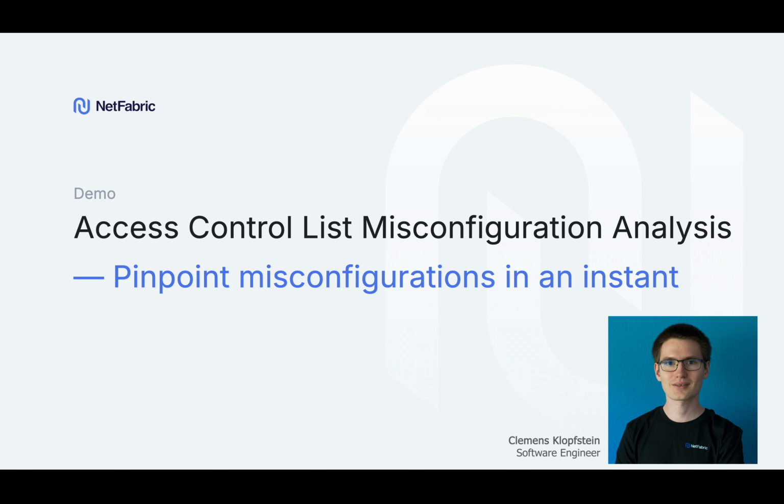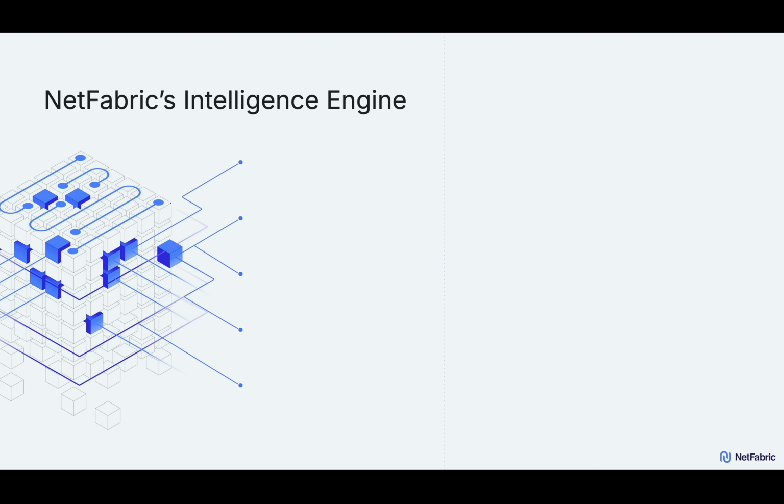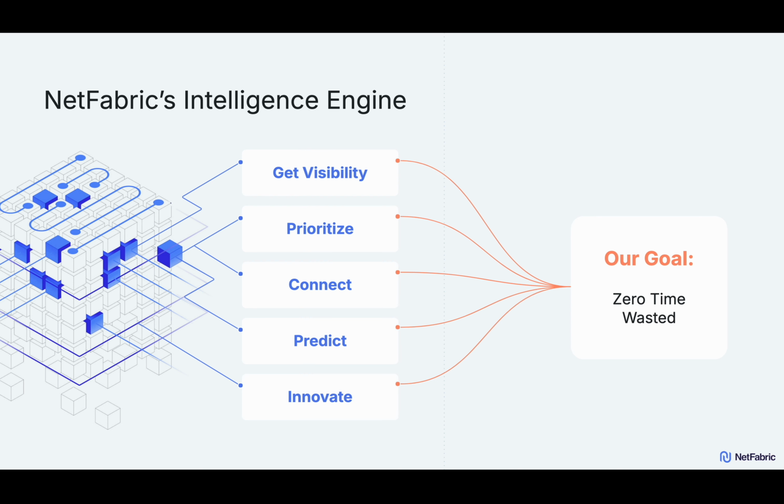I'm Clemens, software engineer at NetFabric, and in this demo, I'll show you how NetFabric detects and pinpoints misconfigured access control lists, enabling you to resolve network issues faster than ever. At NetFabric, we are building an intelligence engine for networks with 5 key focus areas: get visibility, prioritize, connect, predict, and innovate, all to help you save time.